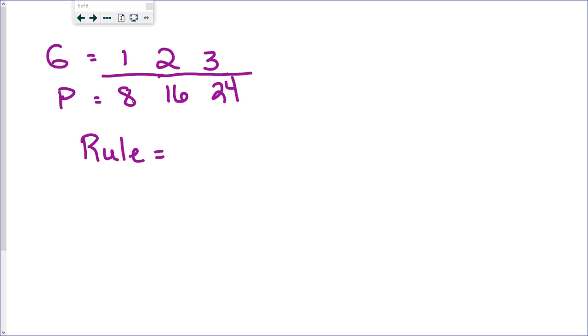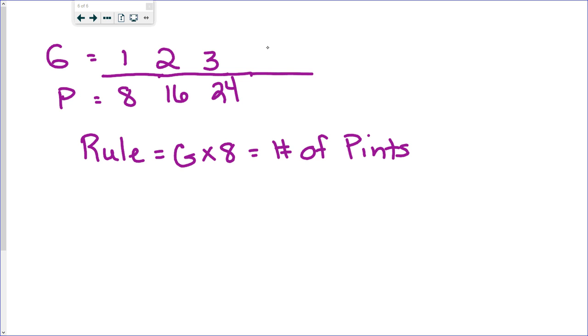If 1 gallon's 8 pints, then that means that the number of gallons times 8 will give me the number of pints. So if I wanted to figure out how many pints are in 5 gallons, I would take the gallon, which is 5, times 8, because that's our conversion, and we would get 40 pints.